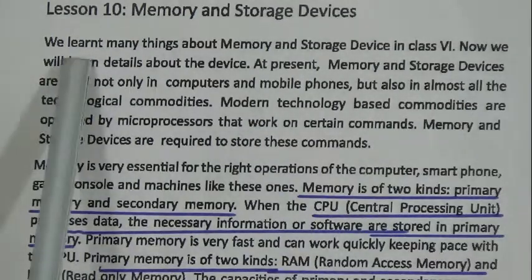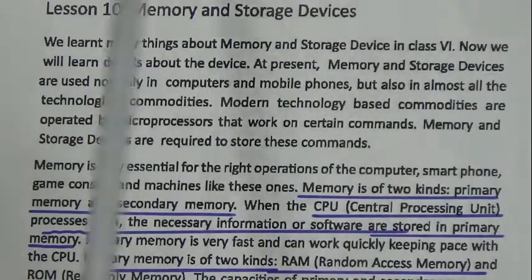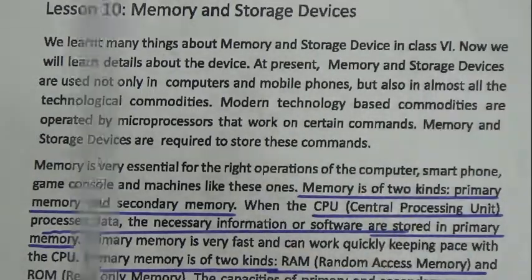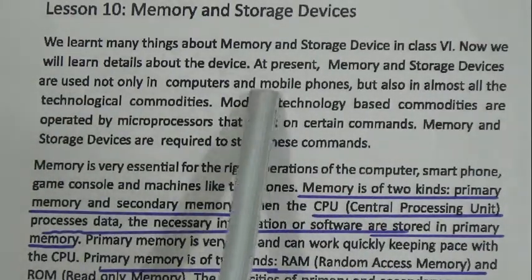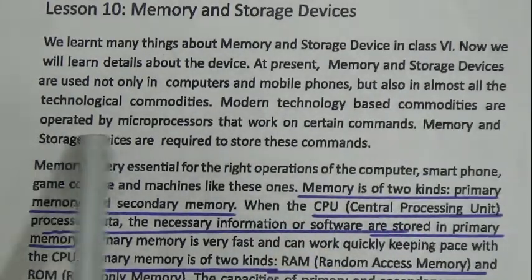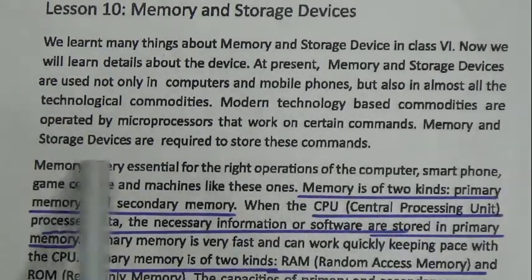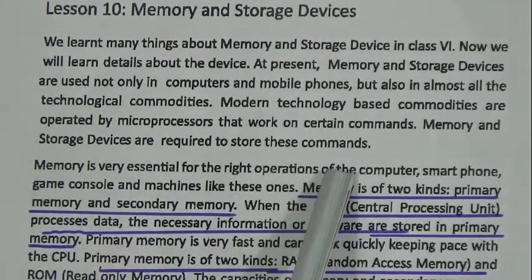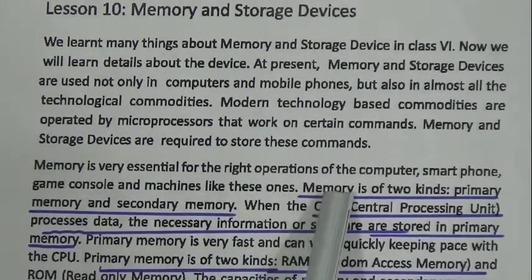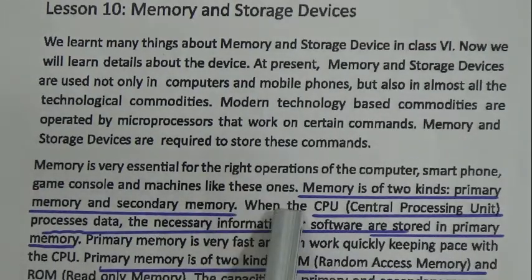So let's start this topic. We learned many things about memory and storage device in class 6. Now we will learn about this device. At present, memory and storage devices are used not only in computers but also in mobile phones. Modern technology based commodities are operated by microprocessors that work on certain commands. Memory and storage devices are required to store these commands. Memory is very essential for the right operation of the computer, smartphone, game console and machines like these.